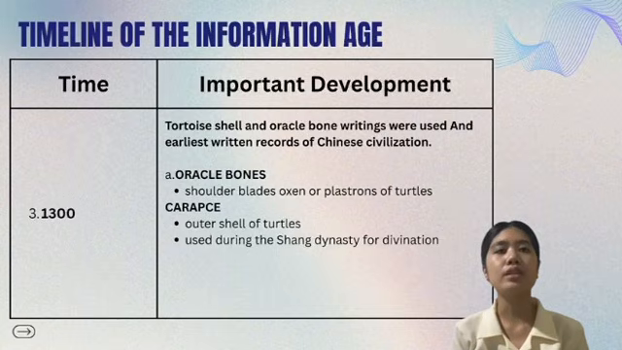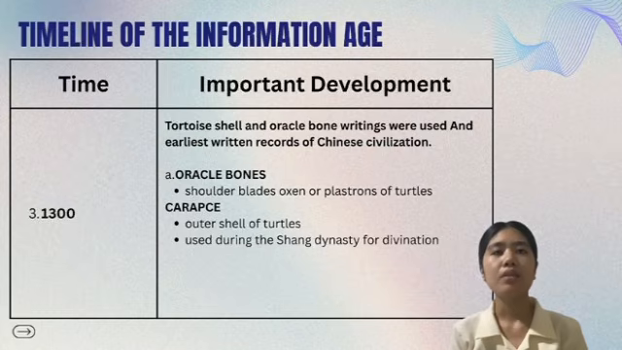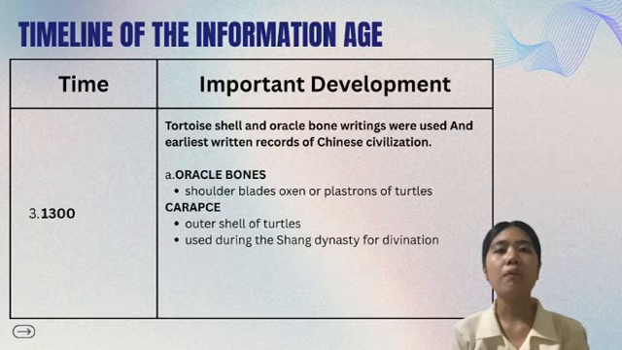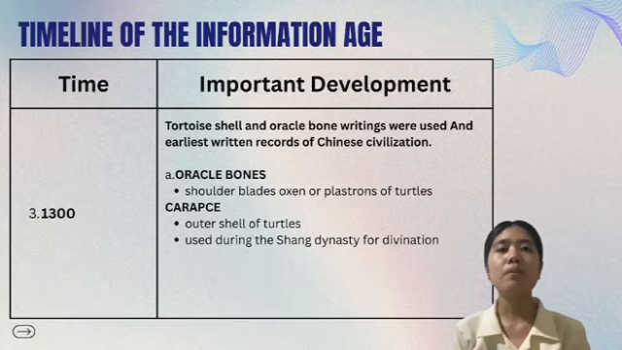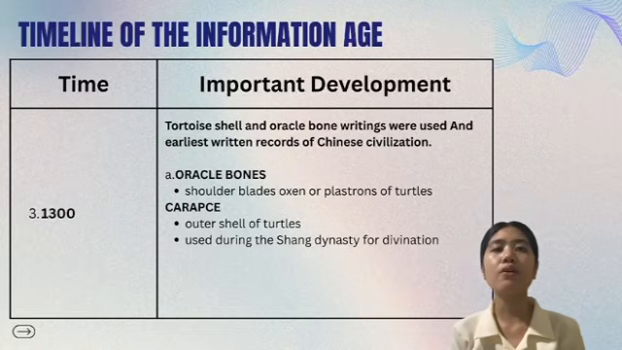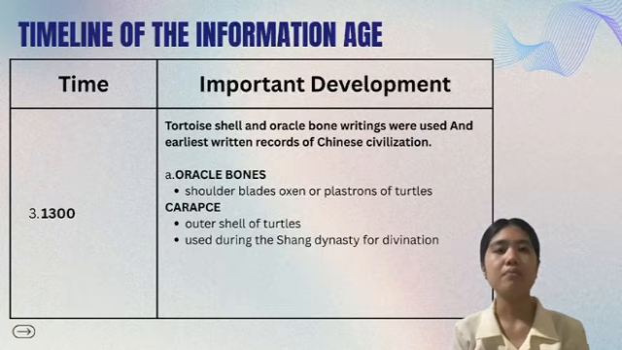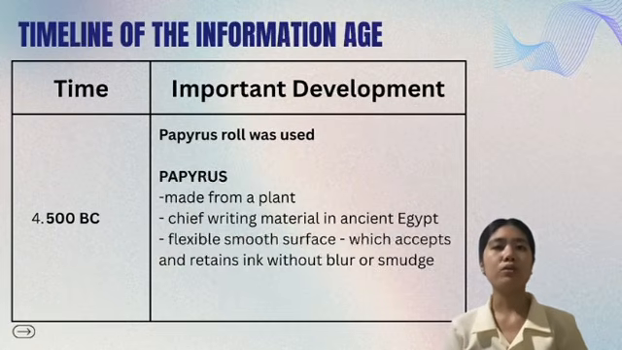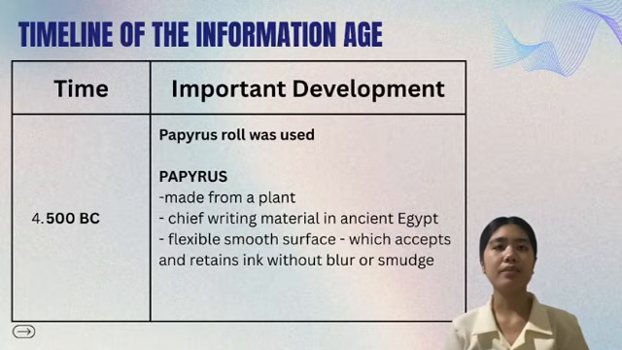Another material used during this period was the carapace. A carapace refers to the outer shell of a turtle. During the Shang dynasty, turtle shells were used for divination. Divination refers to the practice of seeking knowledge or guidance about events, especially those related to the future. The use of carapace showed how ancient people used available natural materials for recording information and carrying out important cultural practices. Lastly, we have the papyrus roll, which was used around 500 BC.